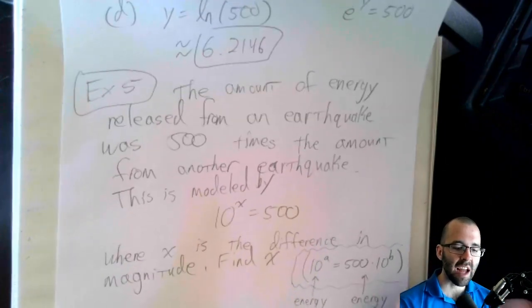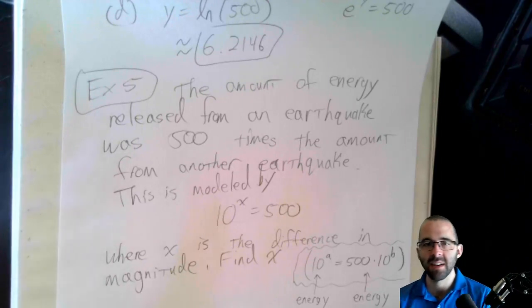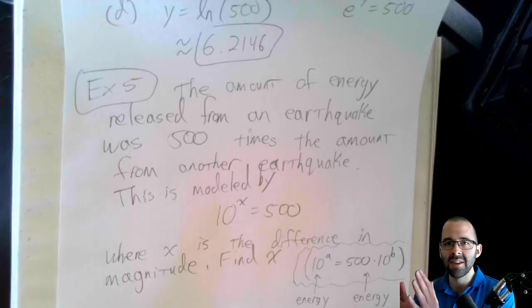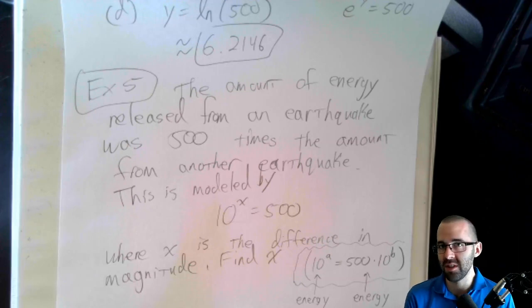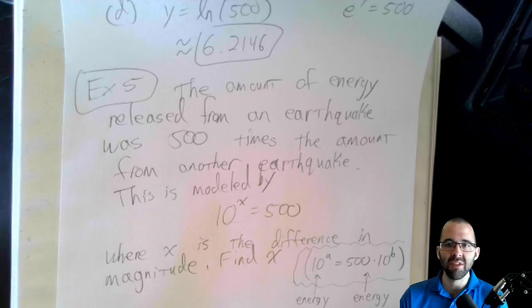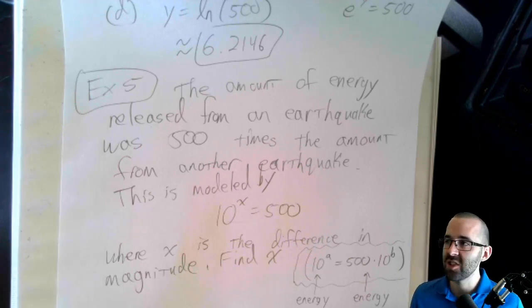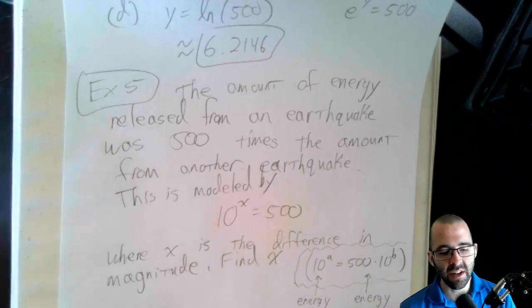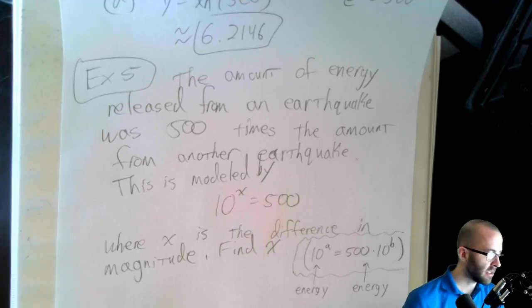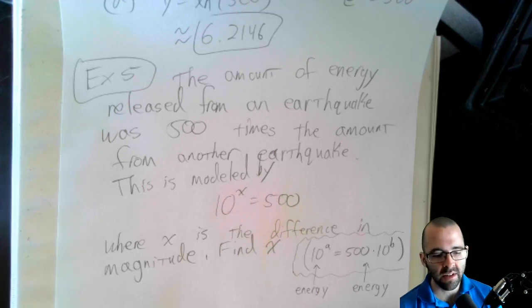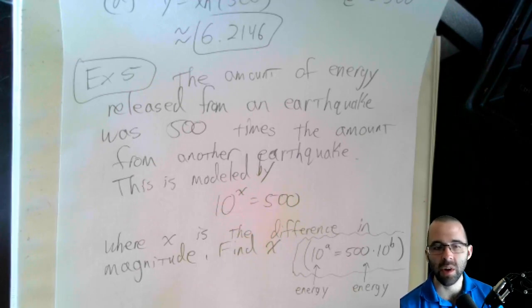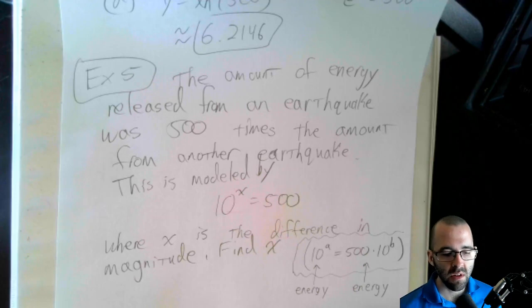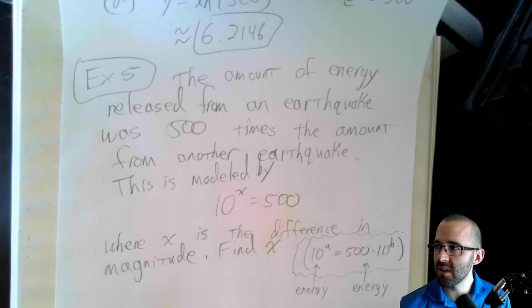So if you're thinking of just how much energy is released from an earthquake, the difference in magnitude is a huge difference in energy. Again, magnitude 6, magnitude 7, that's 10 times as much energy released from that earthquake. But really all you need to do is solve this. So again, let's see. 10 squared is 100. 10 cubed is 1,000. So it's got to be some number between 2 and 3. We can't use exponents to solve this.